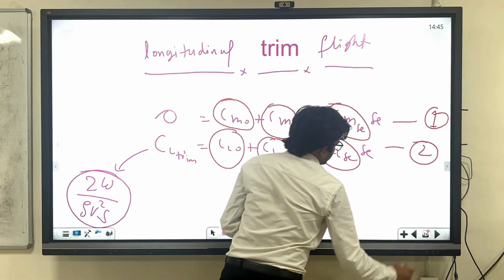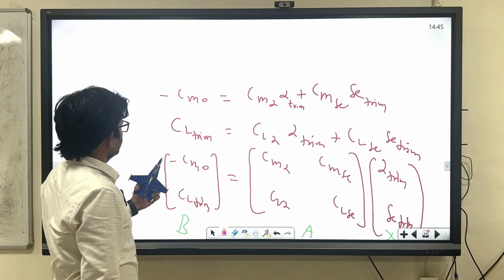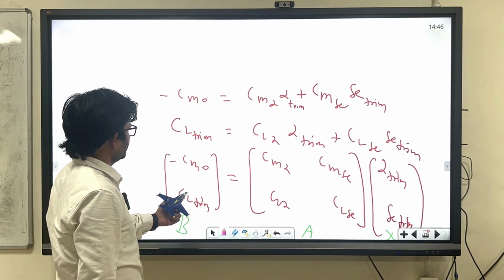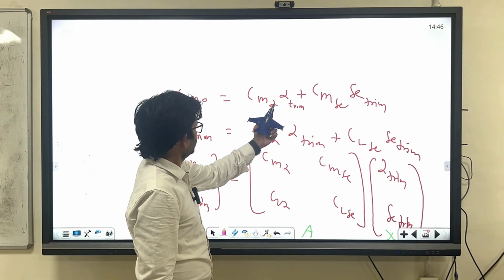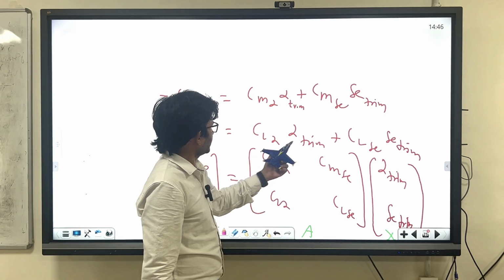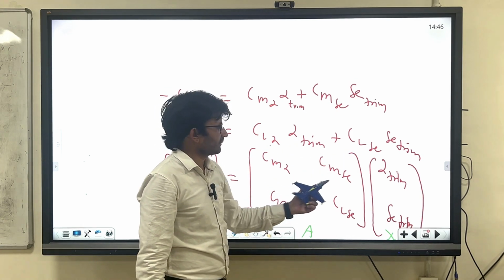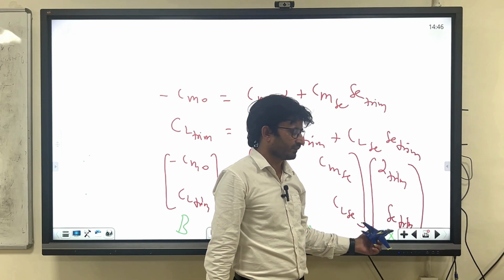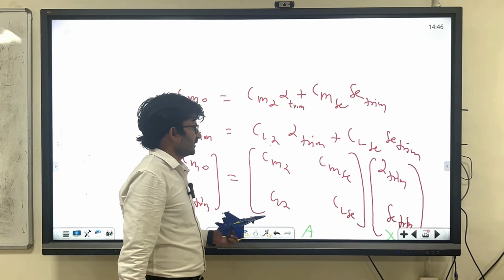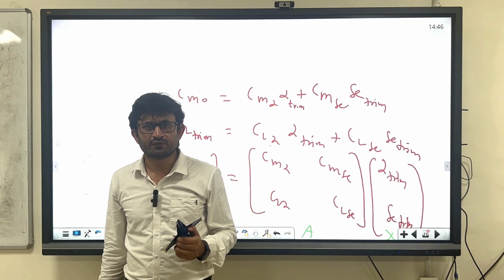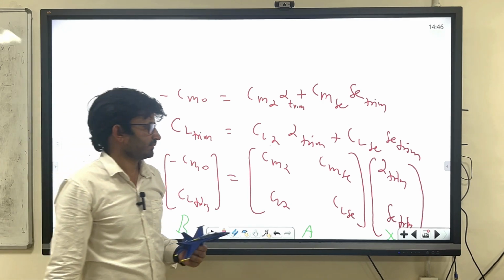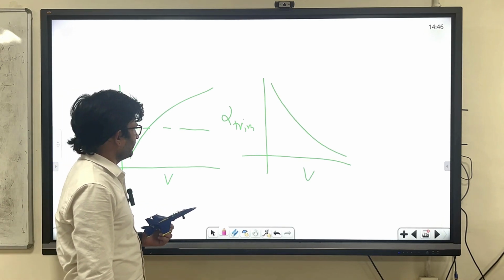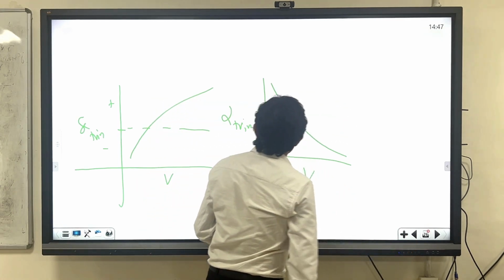You can take Cm naught to this side and CL trim to this side and make one matrix here. What are the coefficients associated with alpha? Cm alpha and CL alpha, and for delta E, Cm delta E and CL delta E. You can have one 2 by 2 matrix A, and the unknown you denote as X, which is alpha trim and delta E trim. The solution of this equation will give you the alpha trim and delta E trim. So now we have the delta E trim and alpha trim.